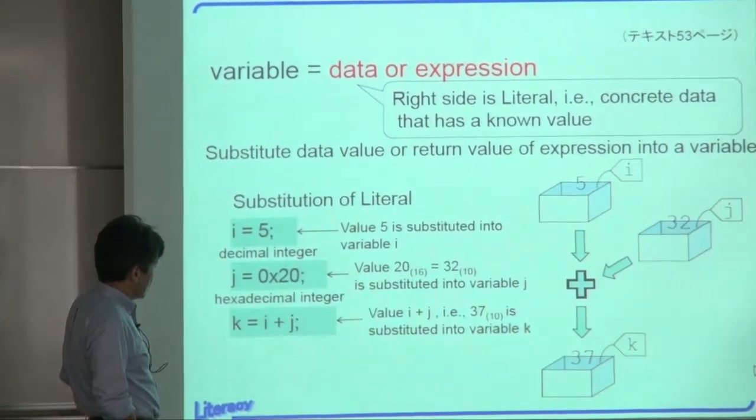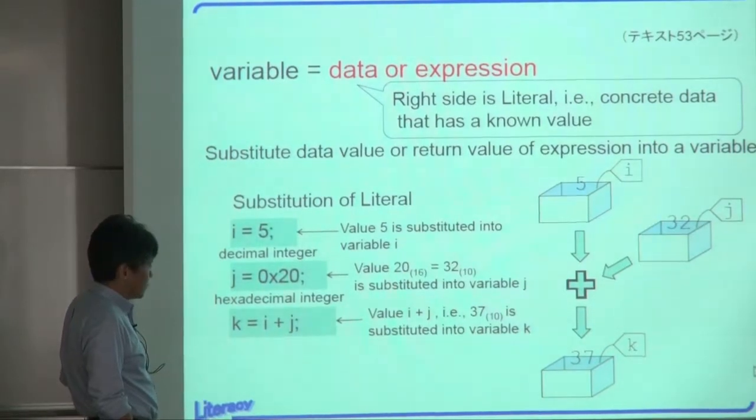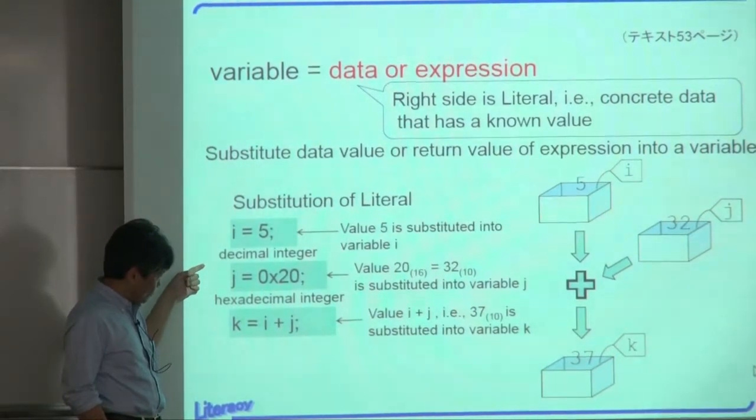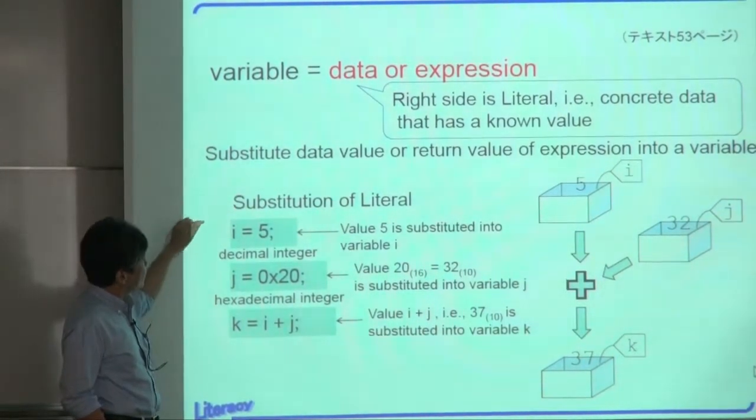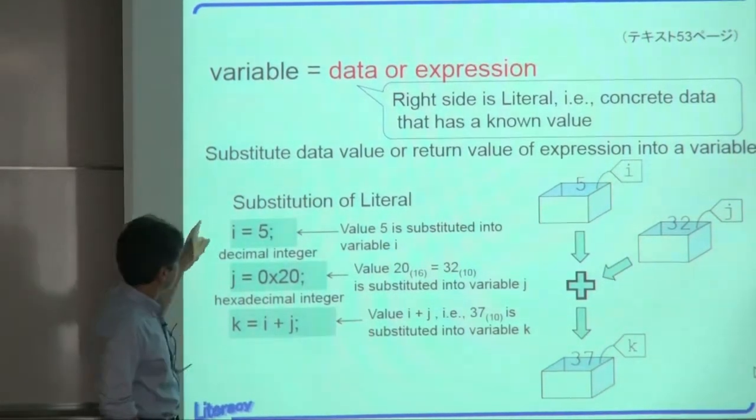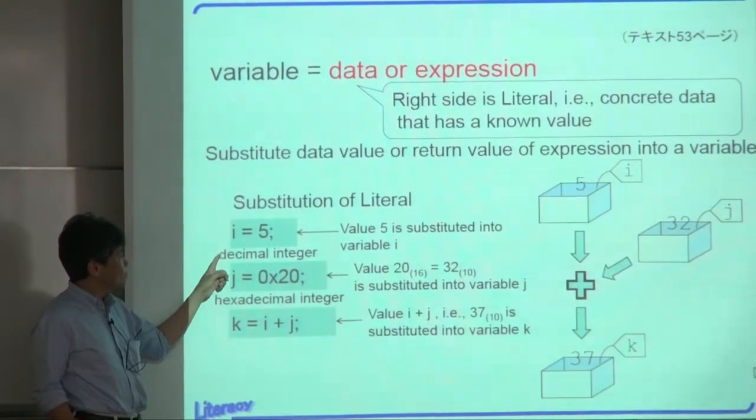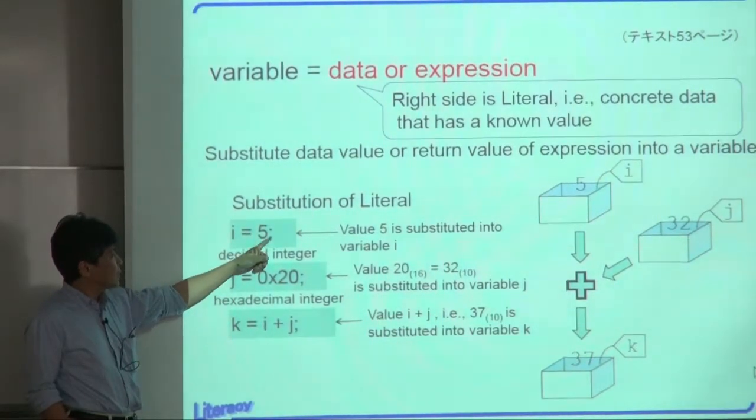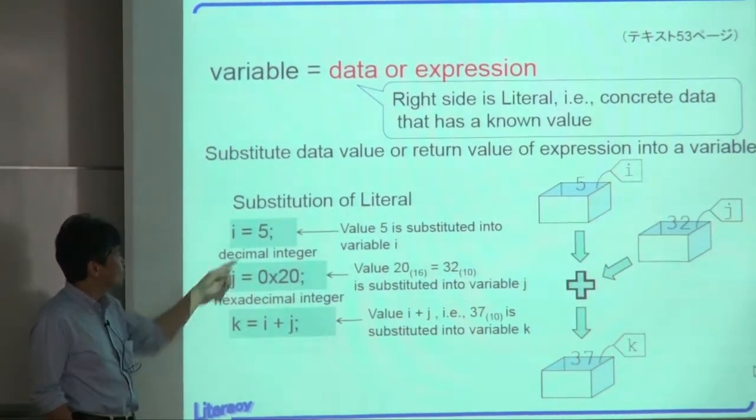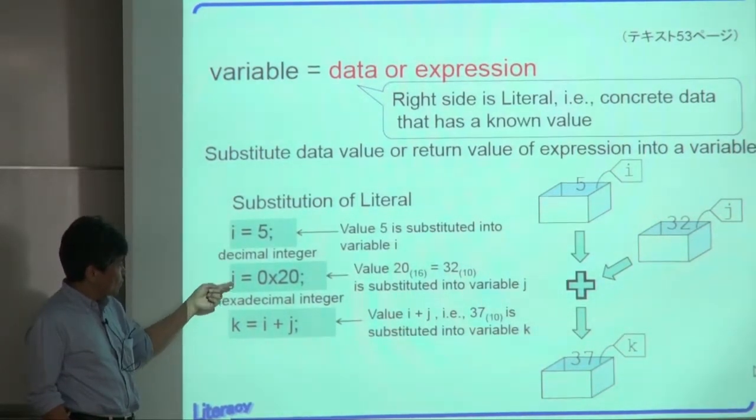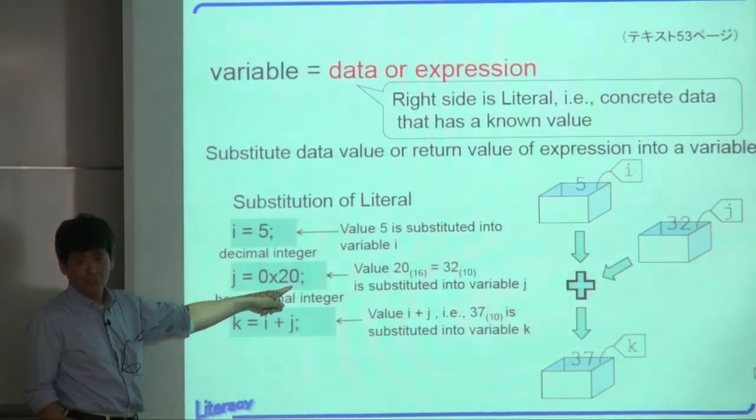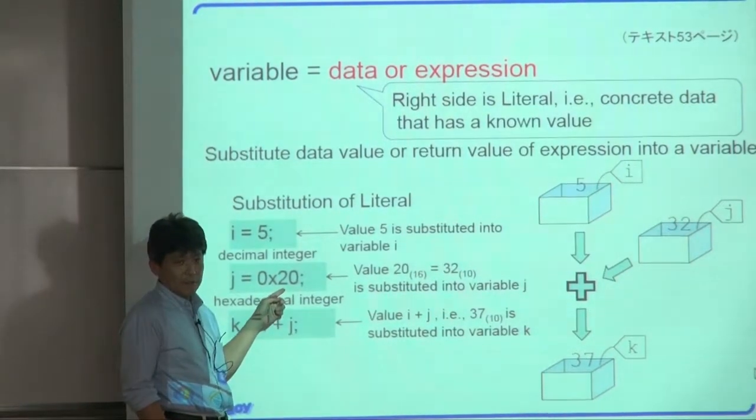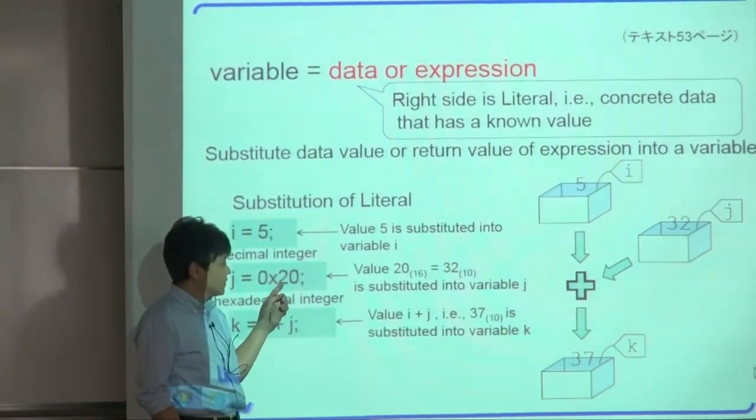And also, in this case, variable I is treated as a decimal integer variable. So in this case, decimal 5, integer 5, is stored into this variable. And also this case is 0x20. This is a hexadecimal number. Okay? Hexadecimal number.